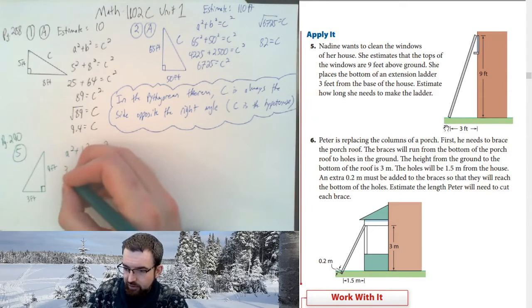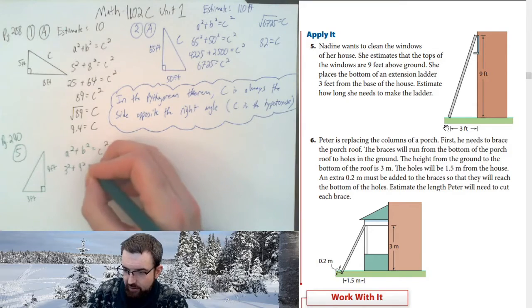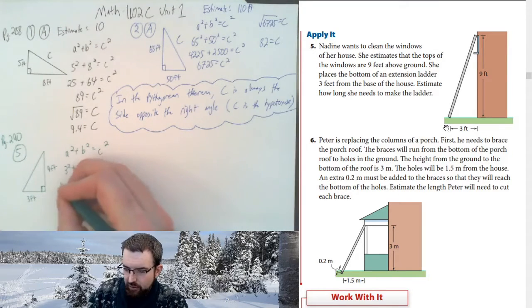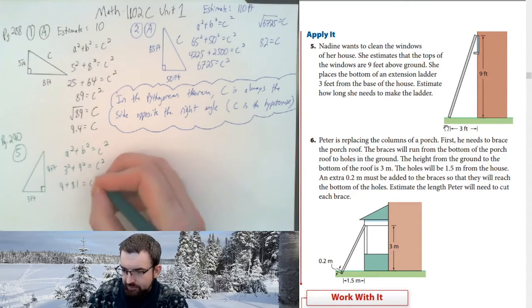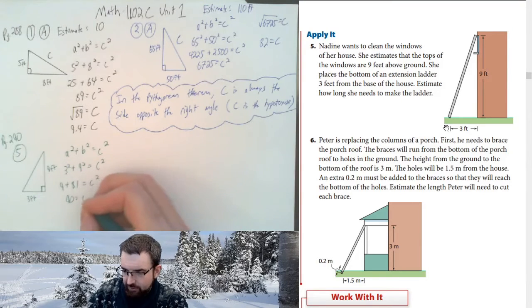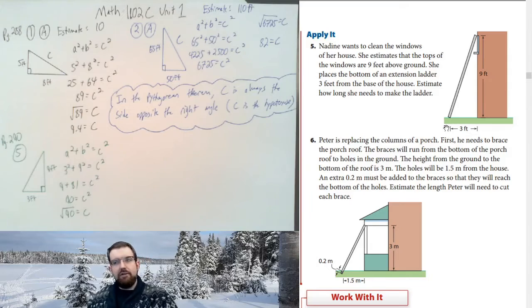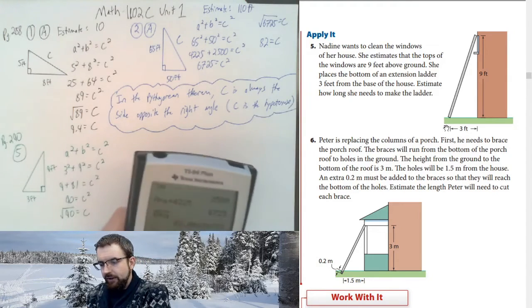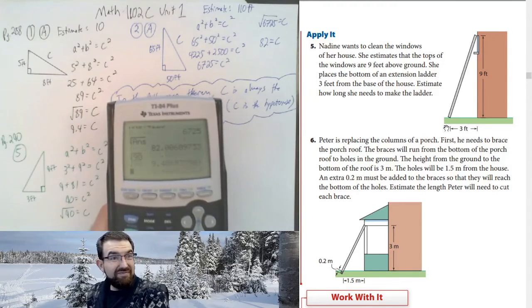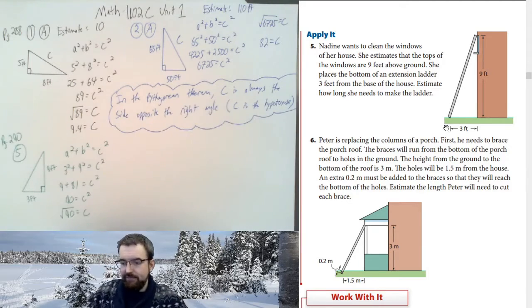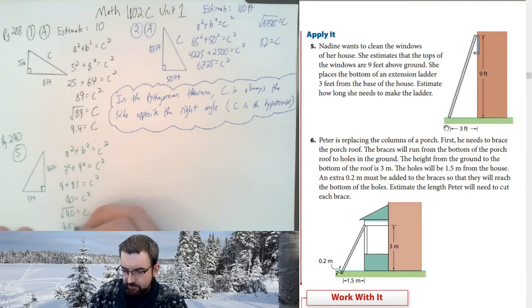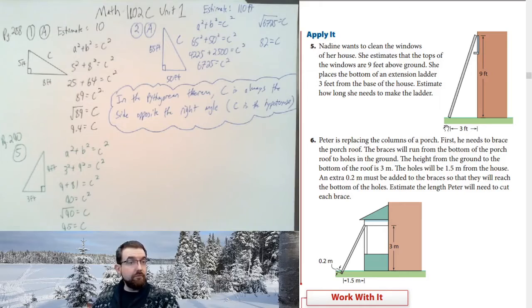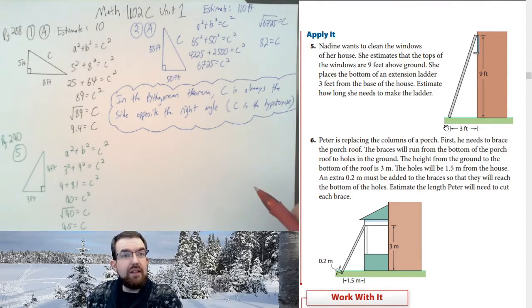But here now, just going to do 3 squared plus 9 squared equals C squared, or 9 plus 81 equals C squared, 90 equals C squared, the root of 90 equals C. And then the root of 90 is going to be what? Well, let's find out. Root 90, about 9.5. Right? Good stuff.